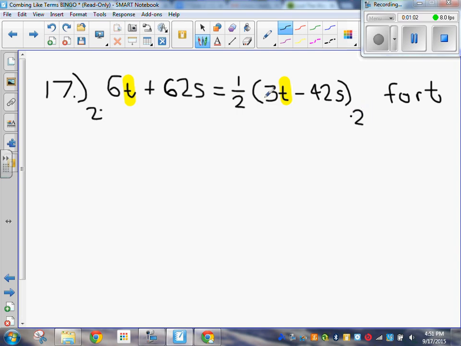think about it, this is one term on this side of the equation. So this entire thing is going to be multiplied by 2, and I have a 1/2. 1/2 times 2 is actually just 1. So I end up with just 3t minus 42s.